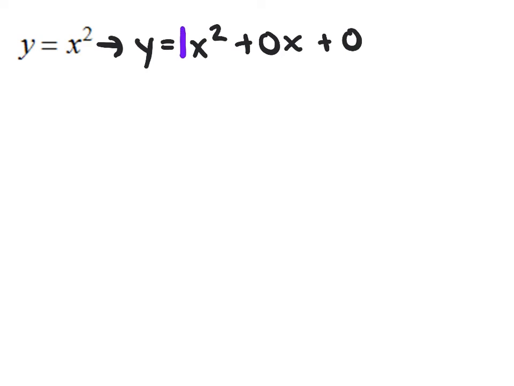For our last example, we have the equation y equals x squared, which we can rewrite as y equals x squared plus 0x plus 0. Now, if I identify the values of a, b, and c, this means there's really a 1 in front of the x squared. So that'd be our value of a, our value of b, and our value of c. So we could say a equals 1, b equals 0, and c equals 0.